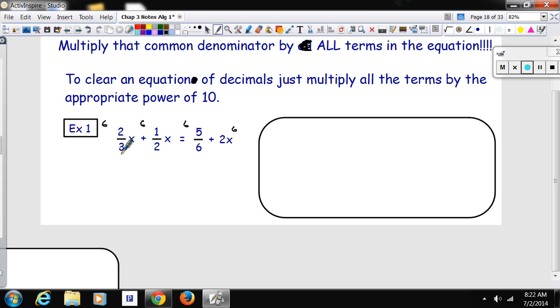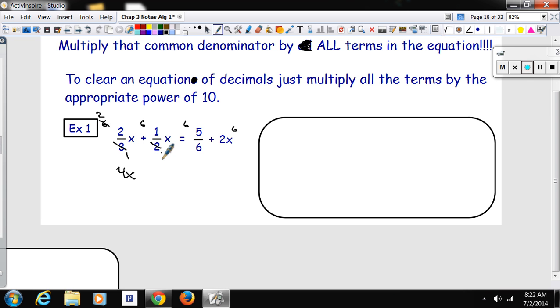How many times does 3 go into 6? 2 times. So you cross cancel the 3, make it a 1. You cross cancel the 6 and make it a 2. Now 2 times 2 is going to give me 4x. The fraction is now gone. Don't want fractions, and now it's gone. That's what we want. We want them to leave.